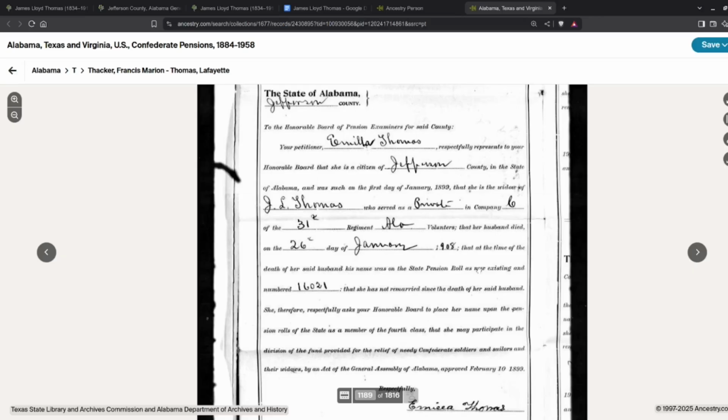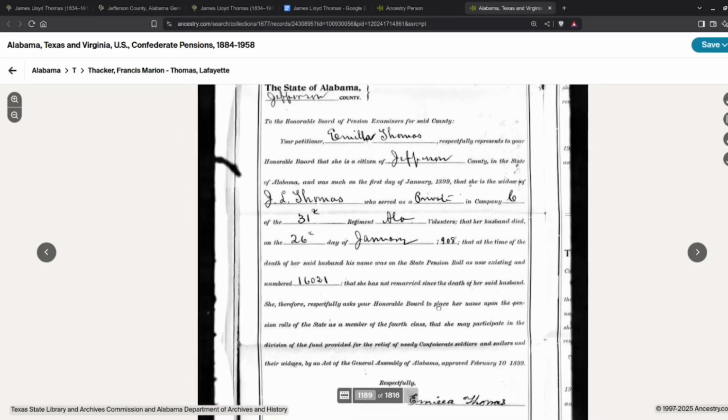Now, he was on a state pension roll previous to this date, and this is the file number for his previously awarded pension. This reference number may or may not be useful as far as looking for additional documents. I think everything is in this folder.